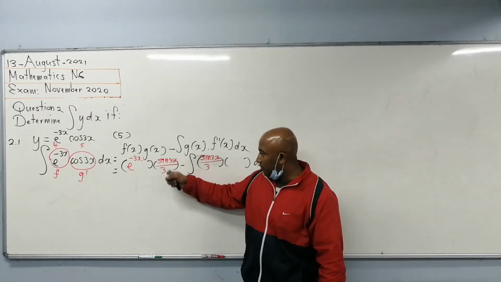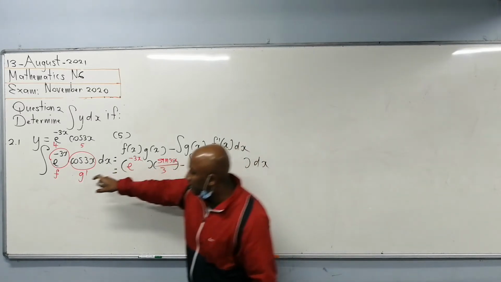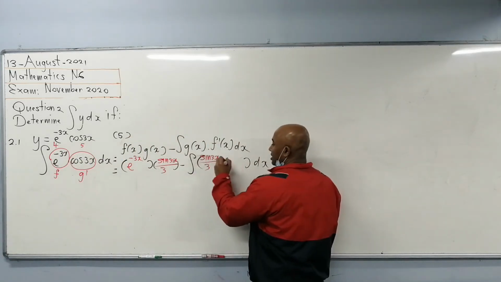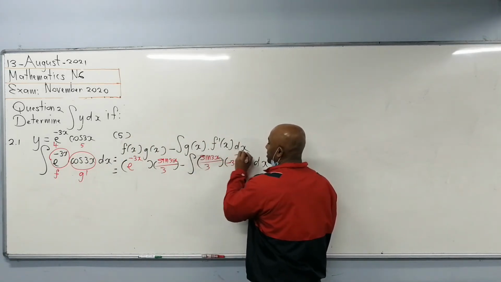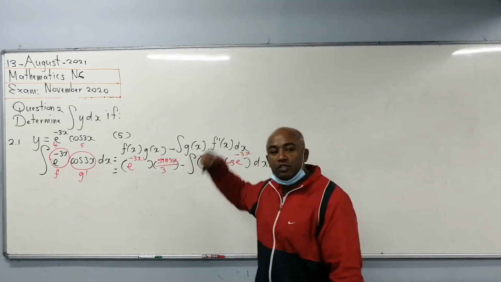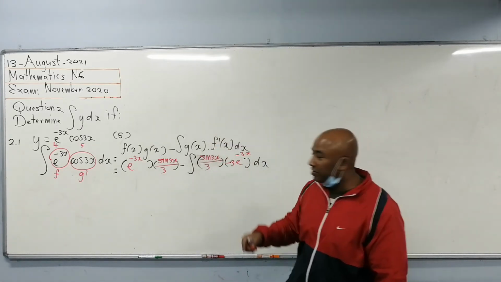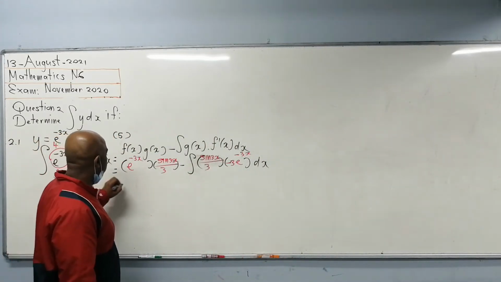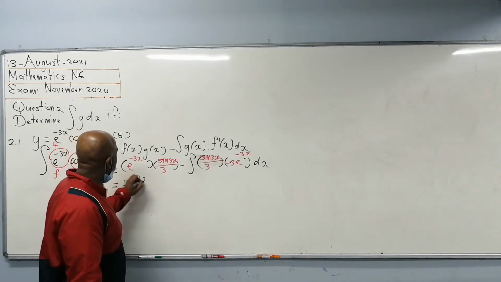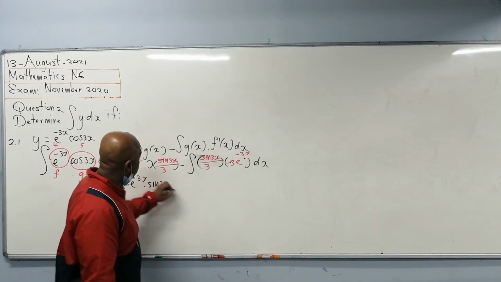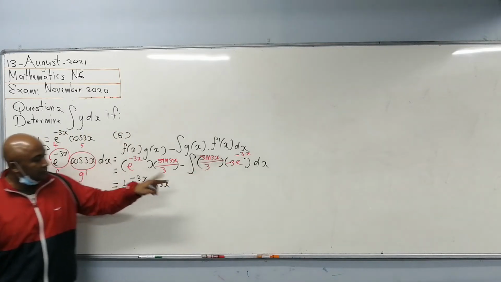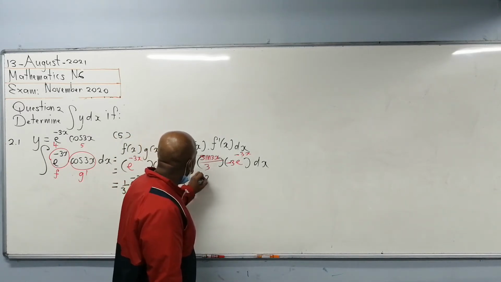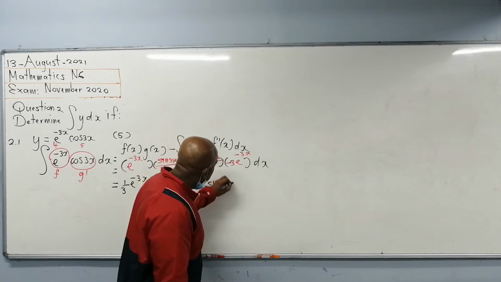Then f prime of x. Remember, this is f. F prime means differentiate e to the power minus 3x. So that's going to be minus 3 e to the power minus 3x, or e to the power minus 3x times the derivative of minus 3x, which is minus 3. If you want to simplify it, you can, but it's unnecessary. So this is 1 over 3 e to the power minus 3x sine 3x. 3 and 3 cancel. Negative times a negative will be positive, the integral of e to the power minus 3x sine 3x dx.